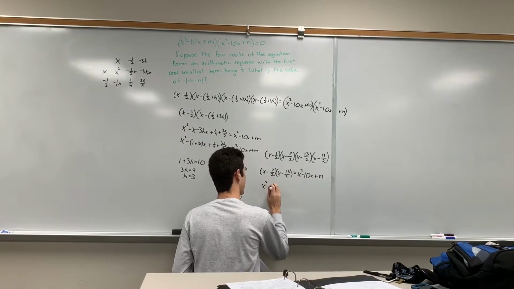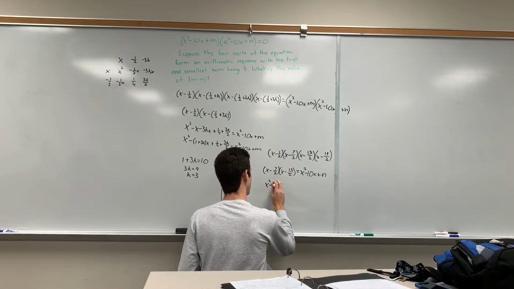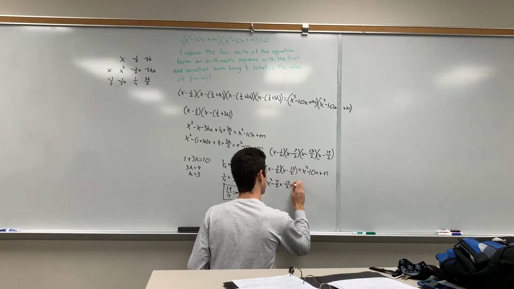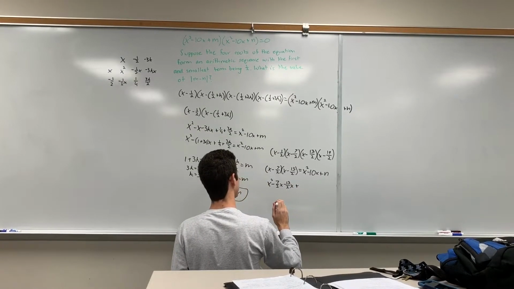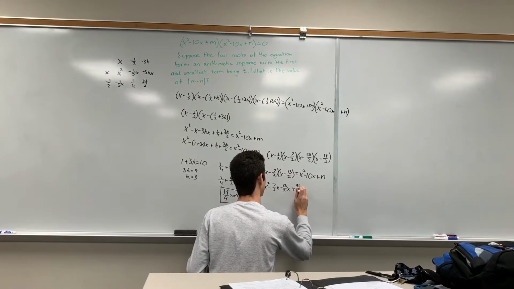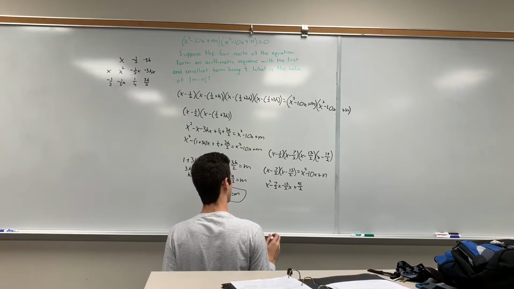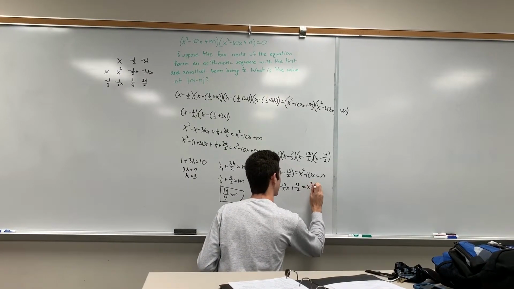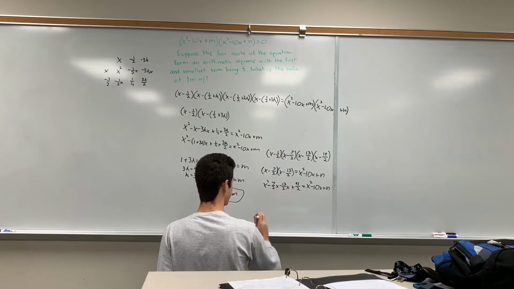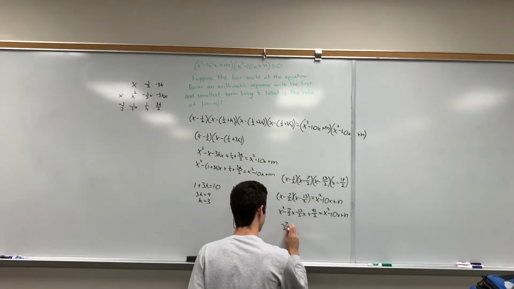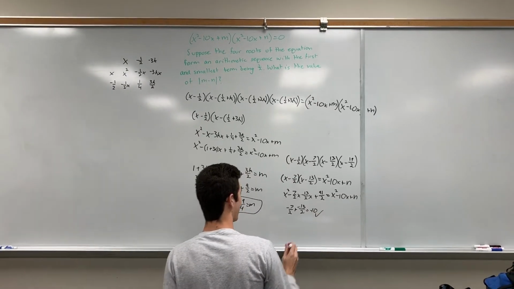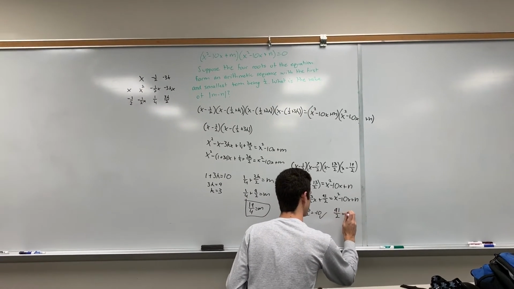So x squared minus 7/2 x minus 13/2 x plus 7 times 13 is 91 over 4, wait, over 4 for the product of the halves. That equals x squared minus 10x plus n. As you can see, you are getting negative 10x, because negative 7/2 plus negative 13/2 equals negative 10. So that means that 91 over 2 equals n.